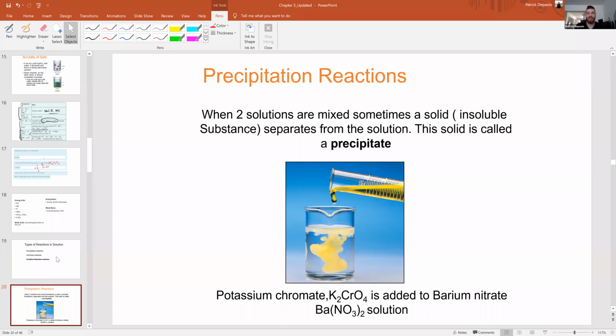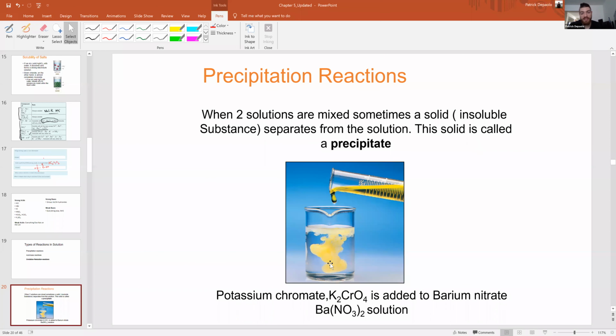When you have two solutions that are mixed, sometimes you could have an insoluble substance mixed with a soluble solution, or you could have two ionic solutions mixed together. Sometimes a precipitate forms. Now, precipitate is not like precipitation, like rain. It's actually the exact opposite. Precipitate refers to a solid that appears in the solution after a reaction has occurred.